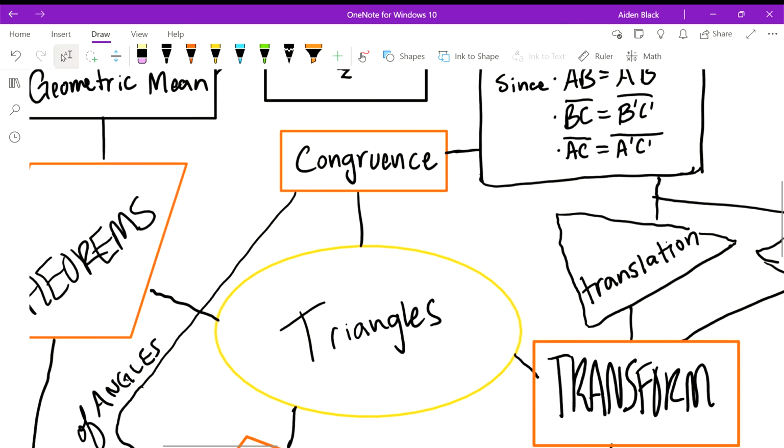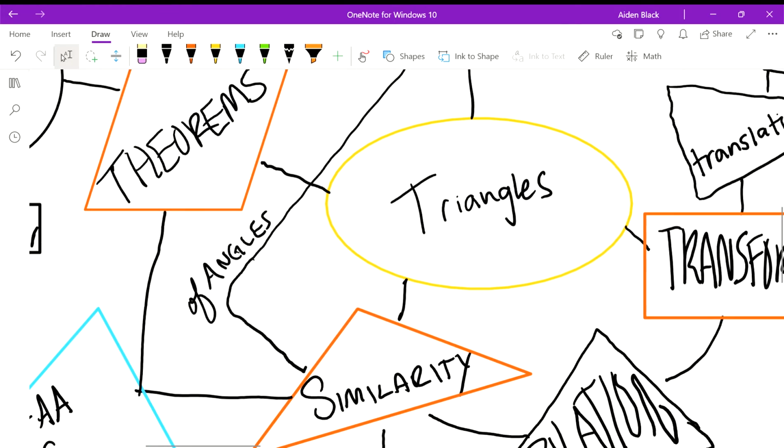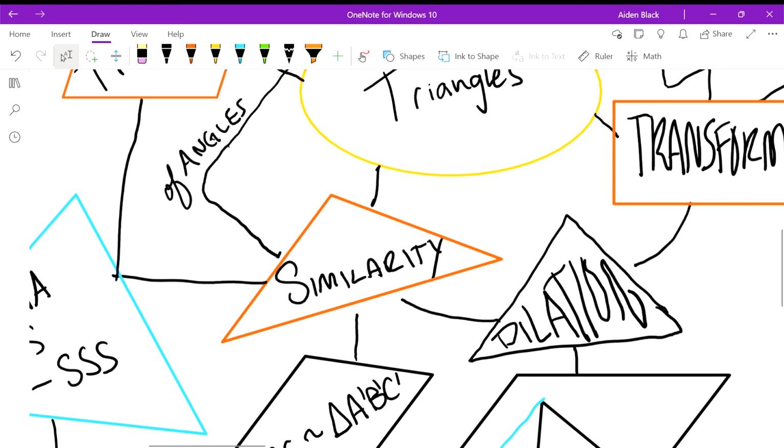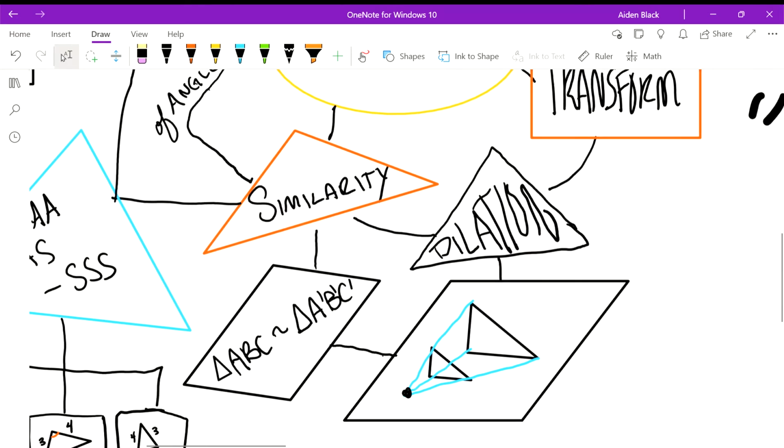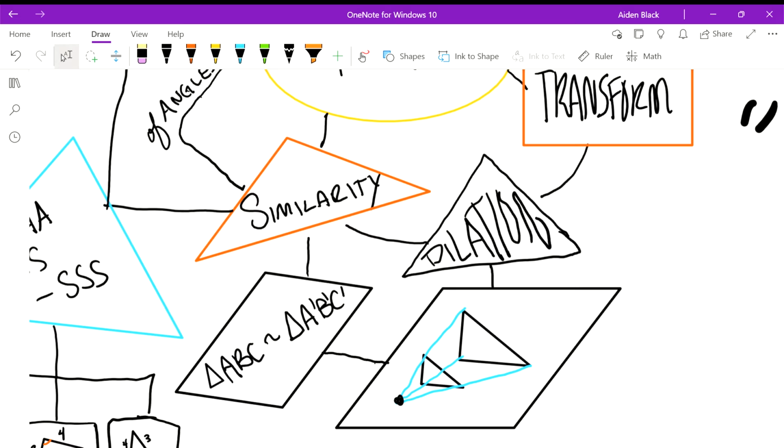Now I also drew this line going through. Congruence of angles leads to similarity. So here I also have dilation, which links up with transformation as well, because we know if we transform a triangle by dilation, the triangle will stay similar.